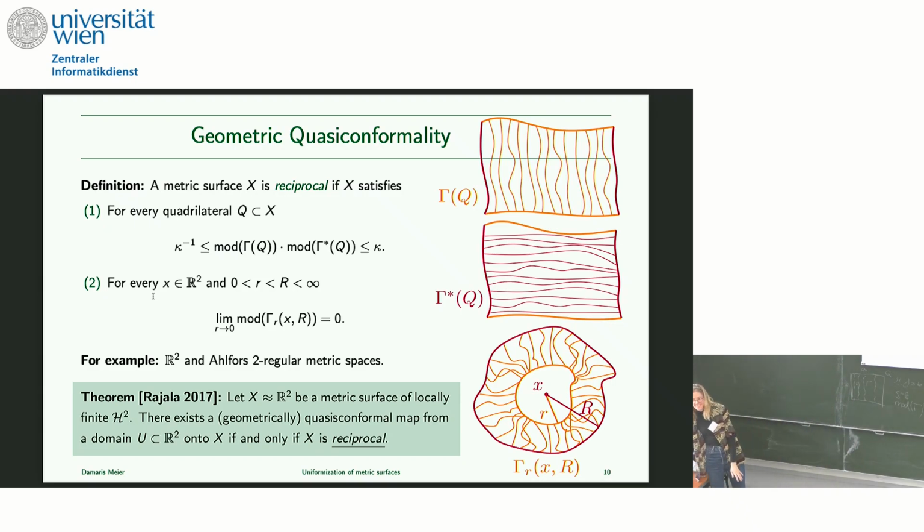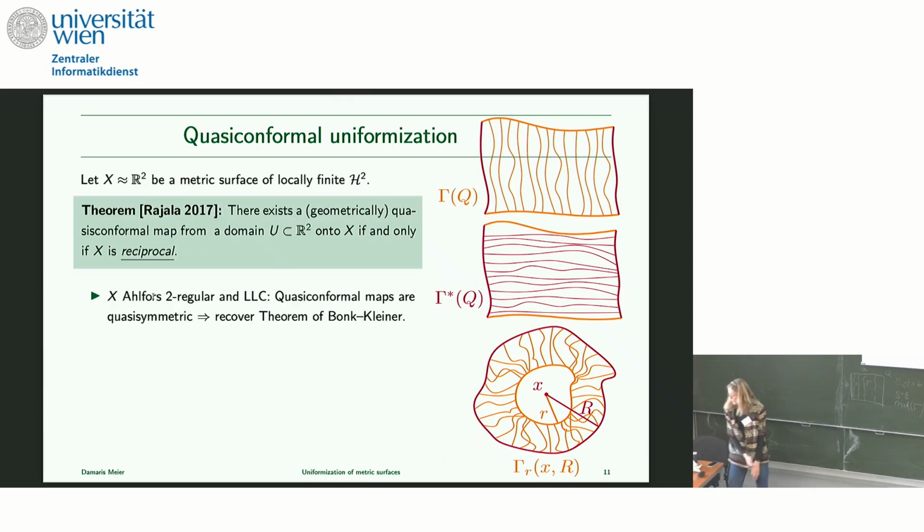Other questions? So maybe a few comments on this theorem. I said before that Ahlfors 2-regular spaces are reciprocal. So by this theorem, we get the existence of a quasiconformal map. And if we also assume this linear local contractibility condition, then quasiconformality upgrades to quasisymmetry.